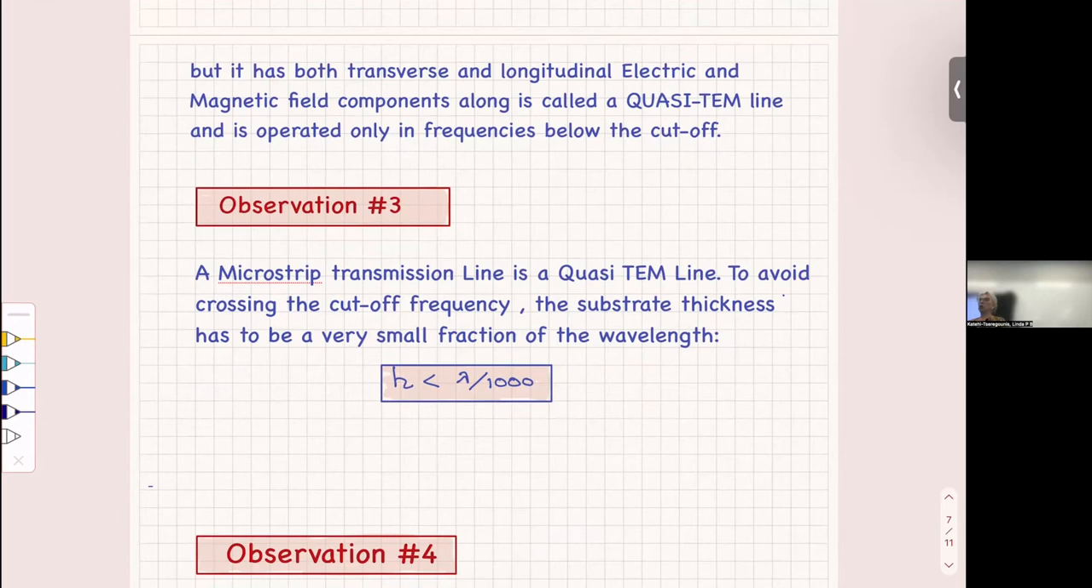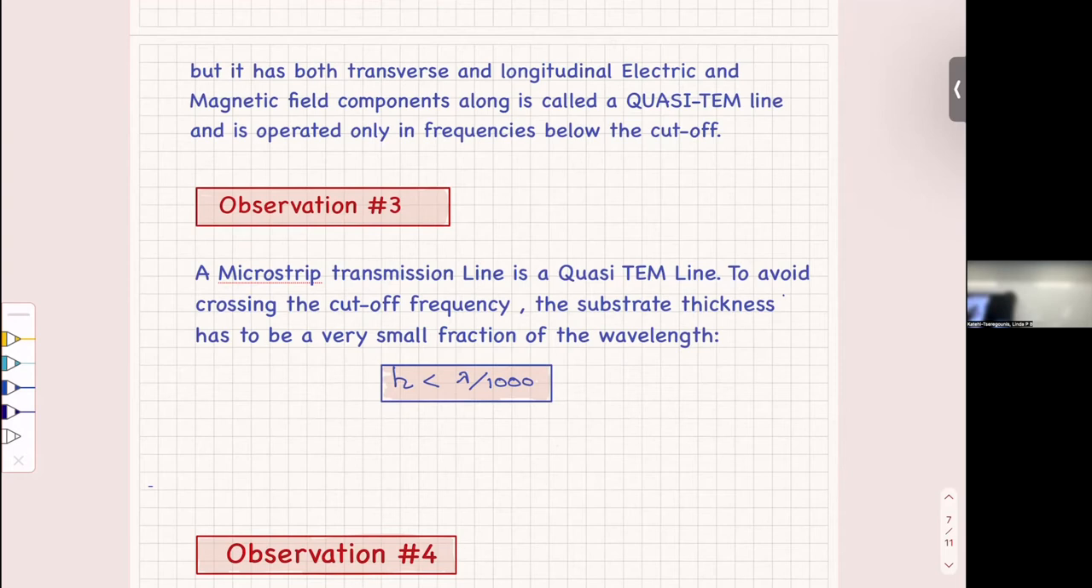When the thickness of the substrate is less than 1,000th of the wavelength. If it's less than that, you don't worry about transmission characteristics. You don't worry about parasitic effects if your line has an edge somewhere. You don't worry about high frequency parasitic effects. The moment your thickness goes above that, it does not even have to be 100. If it's 100 or more, you seriously have a problem.